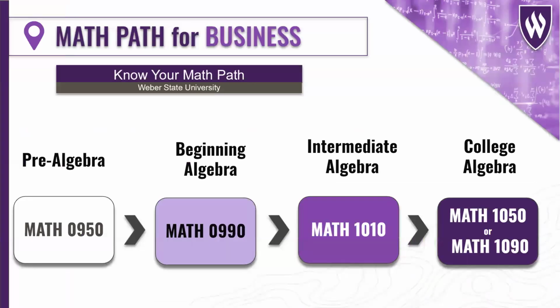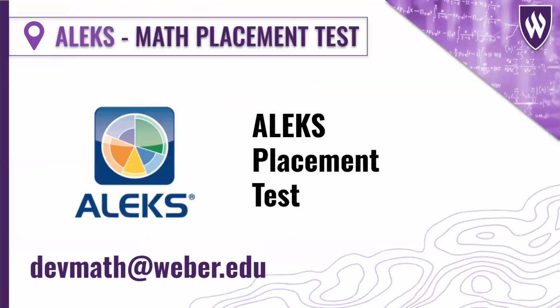If pre-algebra feels like the right fit for your math skills, you're welcome to begin by taking Math 950 without taking a placement test and working your way through all 4 classes on the business math path. If you want to challenge your math placement, you can take the ALEKS placement test. Your ALEKS placement score will determine if you can start in a different math class.